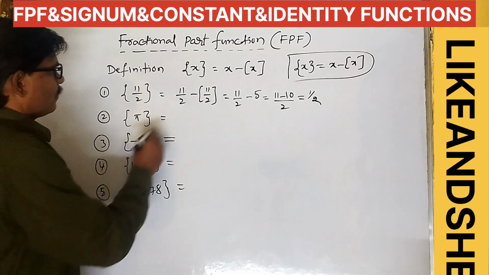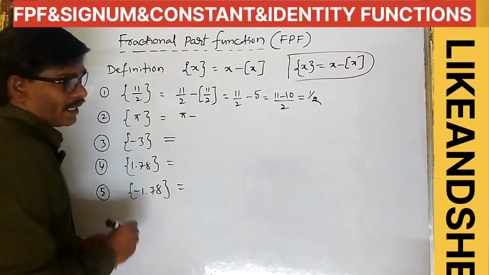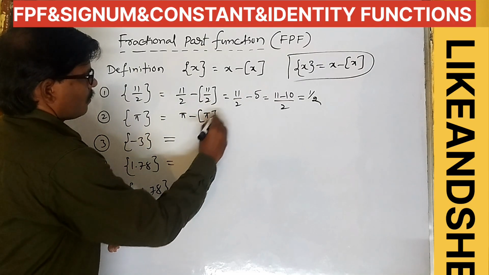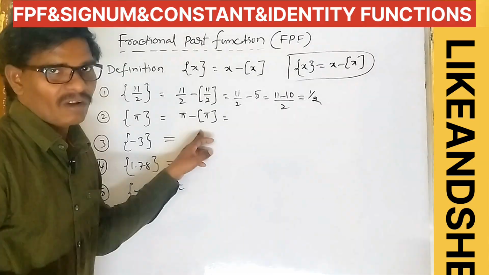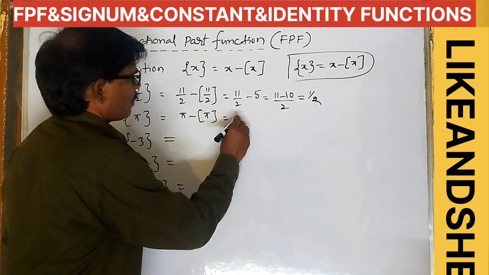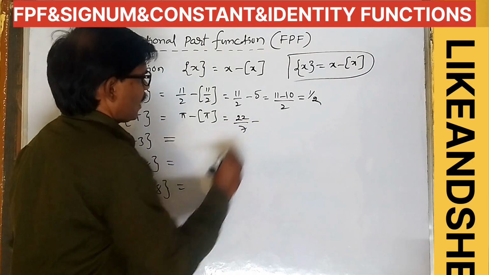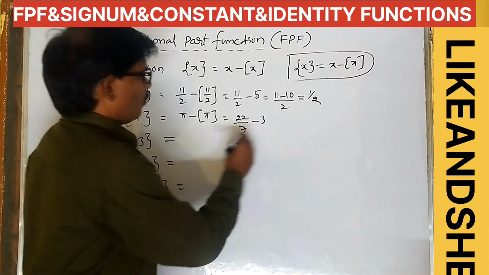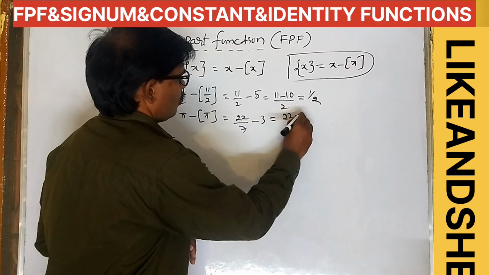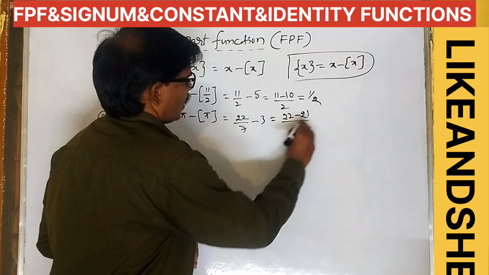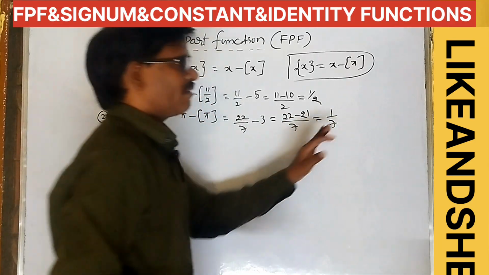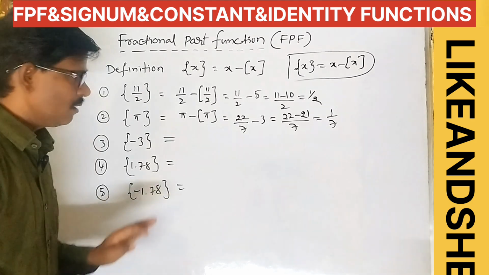Next, another one: pi. Pi minus the step of pi. Pi is equal to 3.14, which is 22 by 7. This is also 3 point something, so the step x is equal to 3. Simplify this: 22 minus 21 by 7 equals 1 by 7. So 1 by 7 is the fractional part.